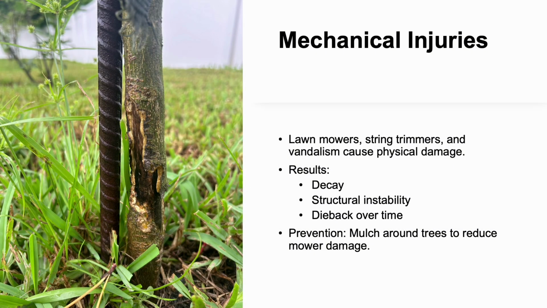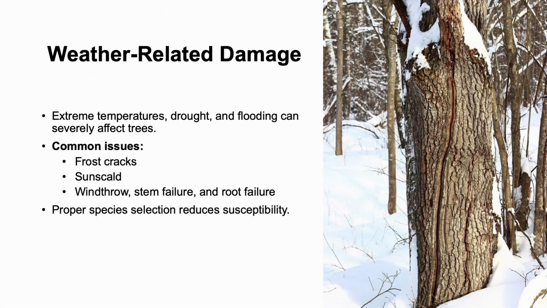Physical damage from lawnmowers, string trimmers, or vandalism can cause decay, structural instability, and dieback over time. Mulching around trees helps prevent mower damage. Extreme weather can severely impact tree health. Frost crack, sun scald, wind throw, and stem failure are common. Choosing appropriate species for the site helps reduce susceptibility.